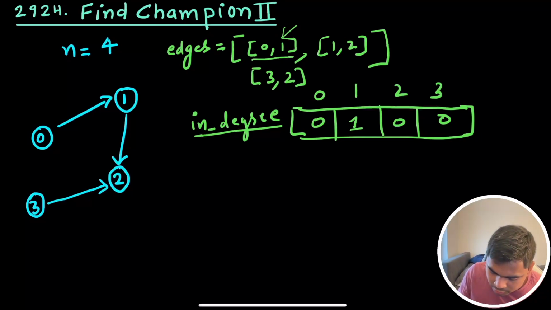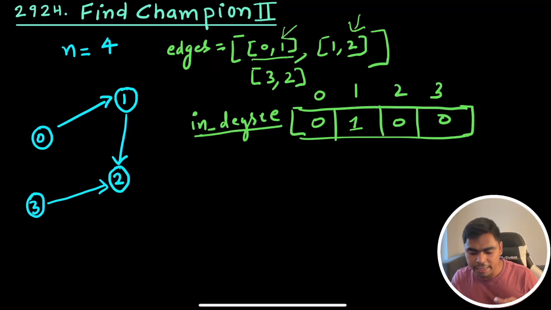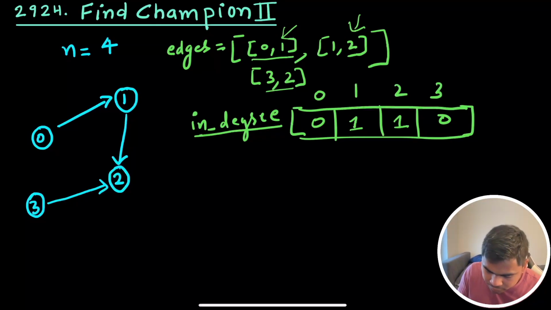How about the second edge? Second edge is 1 to 2. That means at 2, I was receiving some incoming edge from 1. So I don't care about 1 here, I just care that 2 is receiving an edge from some u. Okay, so I will also increment that as 1. Then 3, here 2 is again receiving one more edge, so I will increment this to 2.